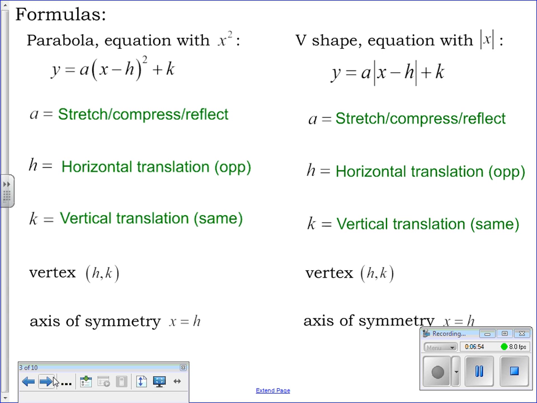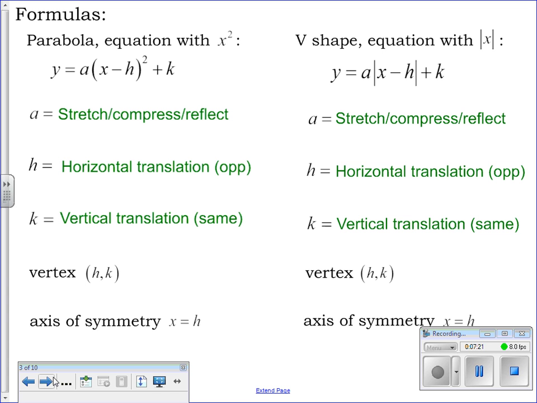Okay? The h moves it left and right. What values make it move left, what values make it move right, and how far. And it's not intuitive. Okay? K is the vertical translation. K makes the whole thing move up or down. What values of K make it move up, what ones make it move down, and how far. You need to know this thing.